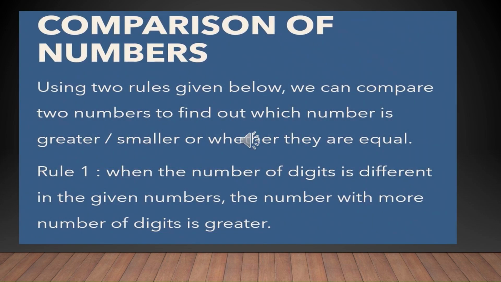Comparison of numbers. We use two rules to compare the numbers. Using two rules, we can compare two numbers to find out which number is greater or smaller or whether they are equal. What is rule 1? Here rule 1 is when the number of digits is different in the given numbers, the number with more digits is greater. If the number of digits is different in the given numbers, the number with more digits is greater.